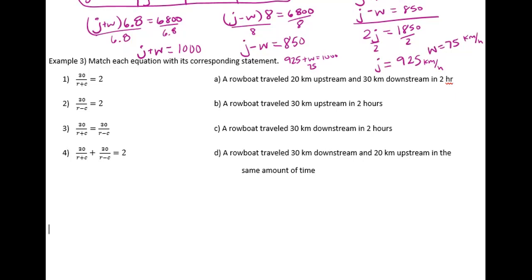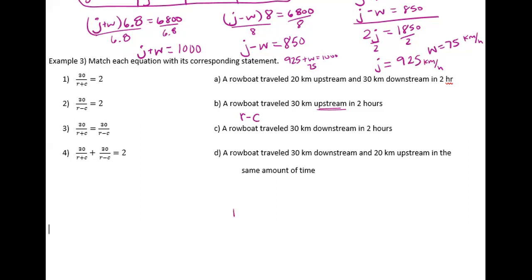Okay, A says a rowboat traveled 20 kilometers upstream and 30 kilometers downstream in 2 hours. Or B might be a little easier to start with. A rowboat traveled 30 kilometers upstream in 2 hours. So what is upstream? That's going to be the rate of the rowboat minus the current. Because upstream is going to be harder. It's going to take us more time. It's going to make us go slower. So our rate will be slower overall. So the rate of the rowboat in still water minus the current would be the upstream.